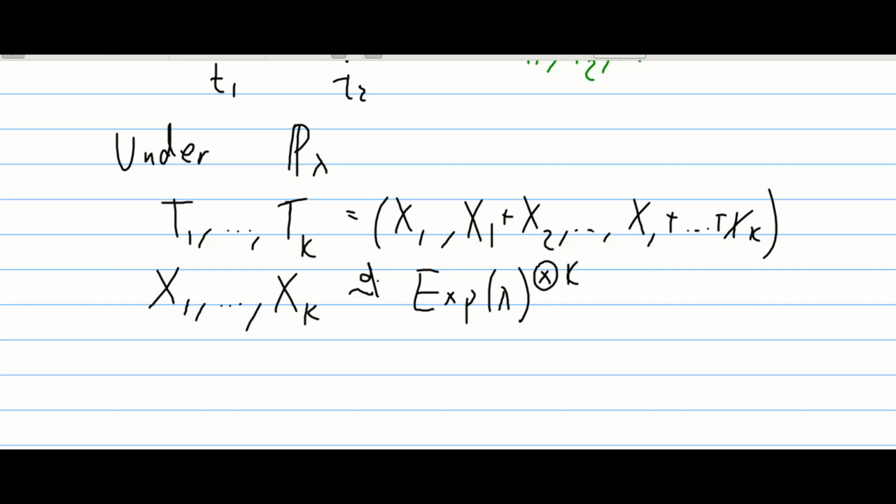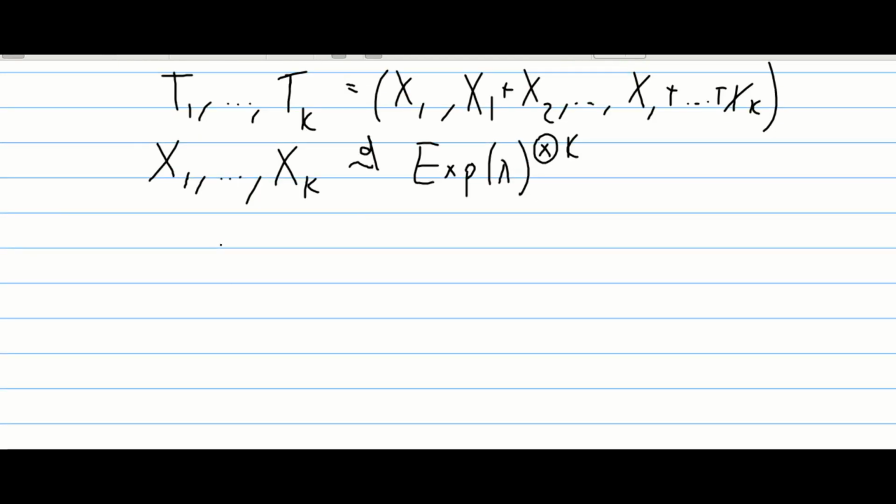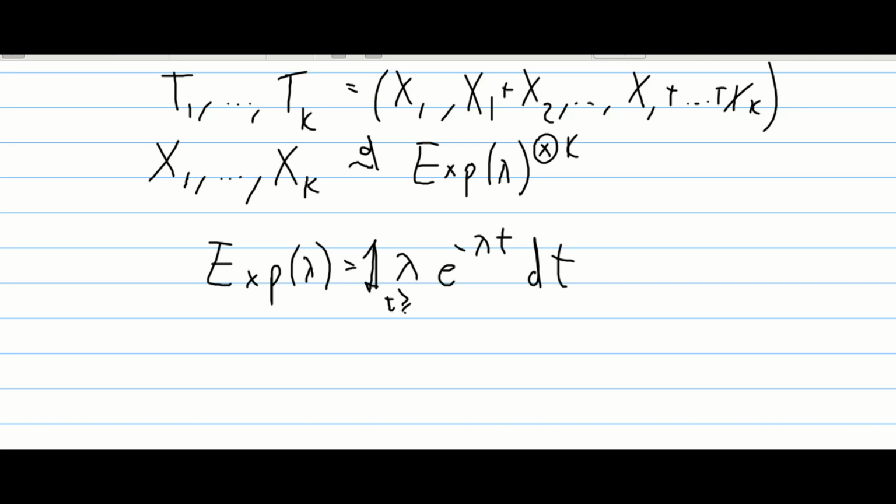What does it mean in terms of the density of these random variables? Because the exponential distribution has a density. We can write the exponential distribution as lambda e to the minus lambda t dt for t larger or equal to 0. So we can write it as a density in a very nice way. And products of distributions that can be written as densities have a density, and the density is the product of the densities.